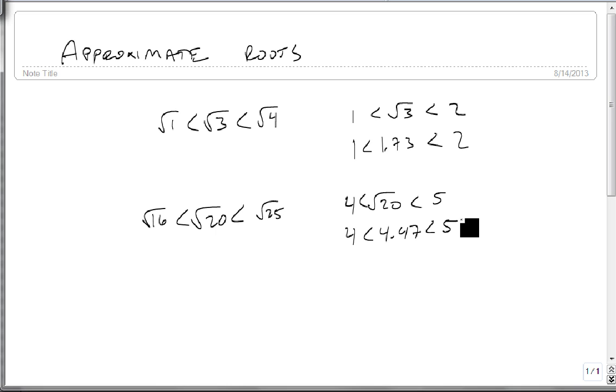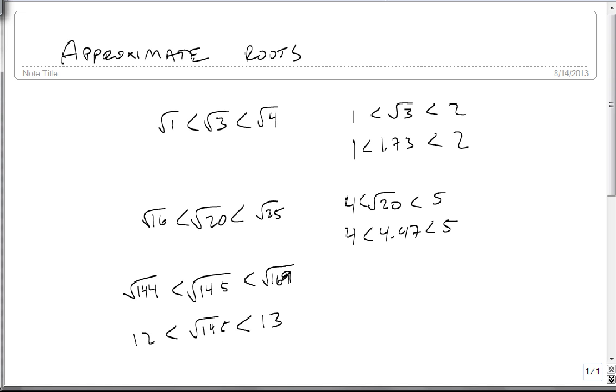Okay, the next one's going to be a little bit trickier. Suppose we want to know what the square root of 145 is. Well, that's between 169, which is a perfect square I recommend you memorize, by the way. It's going to get used a lot in this chapter, and the square root of 144. So this reduces to 12 is less than the square root of 145, which is less than 13.